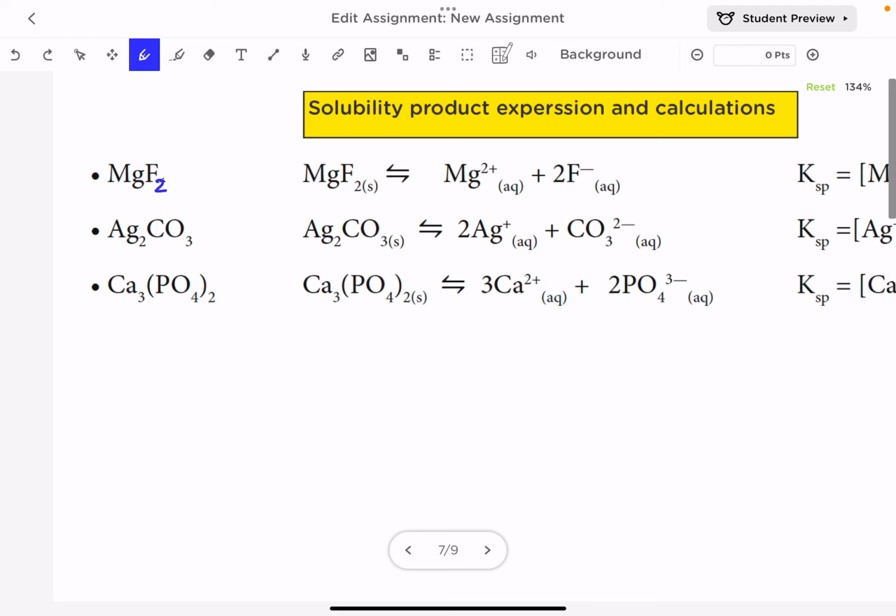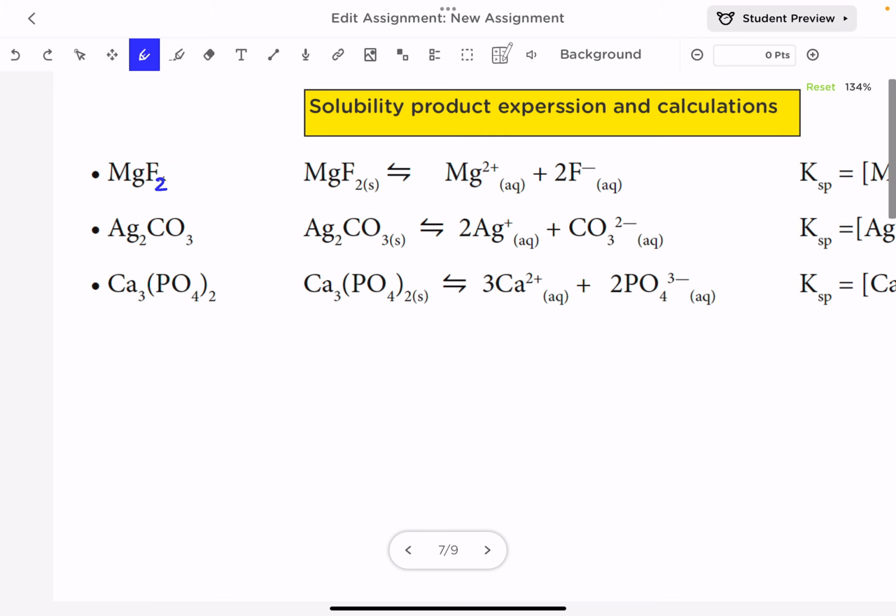In this video tutorial, I'll be explaining the solubility product expressions and the calculations involved with Ksp. To begin with, the solubility product, Ksp, of a compound is the product of the molar concentrations of the constituent ions, each raised to the power of its stoichiometric coefficient in the equilibrium equation.